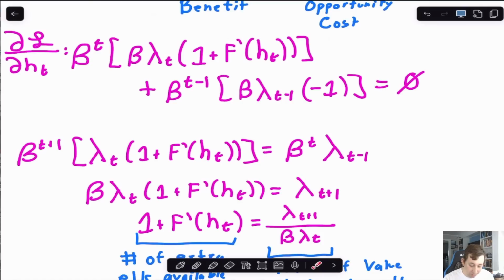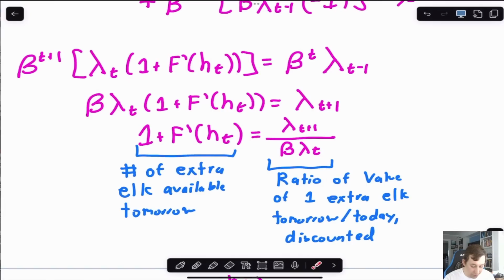If I do a little bit of algebra and rearrange it a little bit, what I'm going to get is basically the number of extra elk that I'm going to have tomorrow if I leave one additional elk in the herd. If I don't shear that elk, that's just going to be equal to 1 over beta times the ratio of my opportunity costs. What I'm saying is this is my opportunity cost of that elk today. This is my opportunity cost of that elk tomorrow. And it's going to be discounted, and by discounted, I mean it's in the future, because this is tomorrow. This is the number of extra elk I have tomorrow.